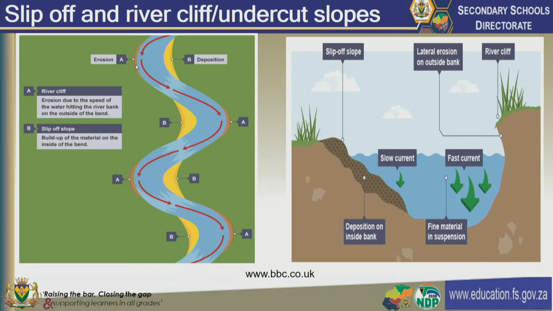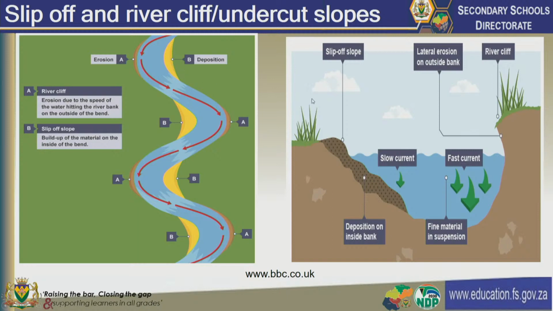Now, what happens? Look at the side of A, where you have a river cliff or an undercut slope. You notice that it's the side where the water is flowing faster. So the result thereof is that you are going to have erosion on the river cliff side because water is flowing faster, and then you're going to have deposition at B where water is flowing slow. So, it's a bend, so you'd have buildup of deposits, silt, and everything being dropped there.